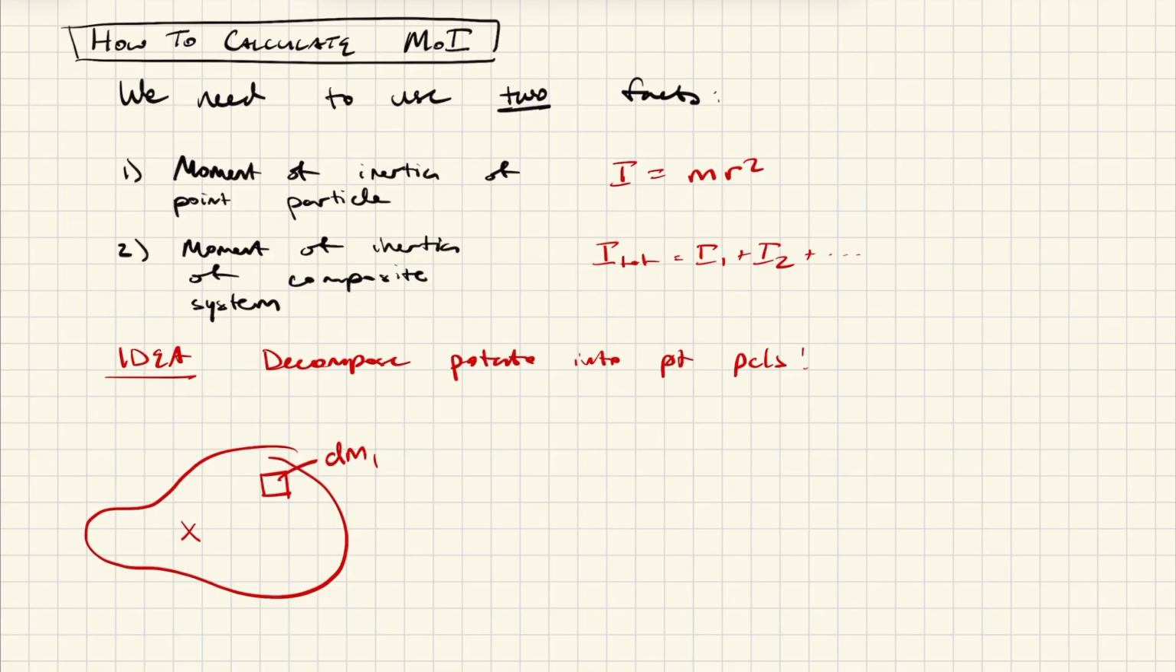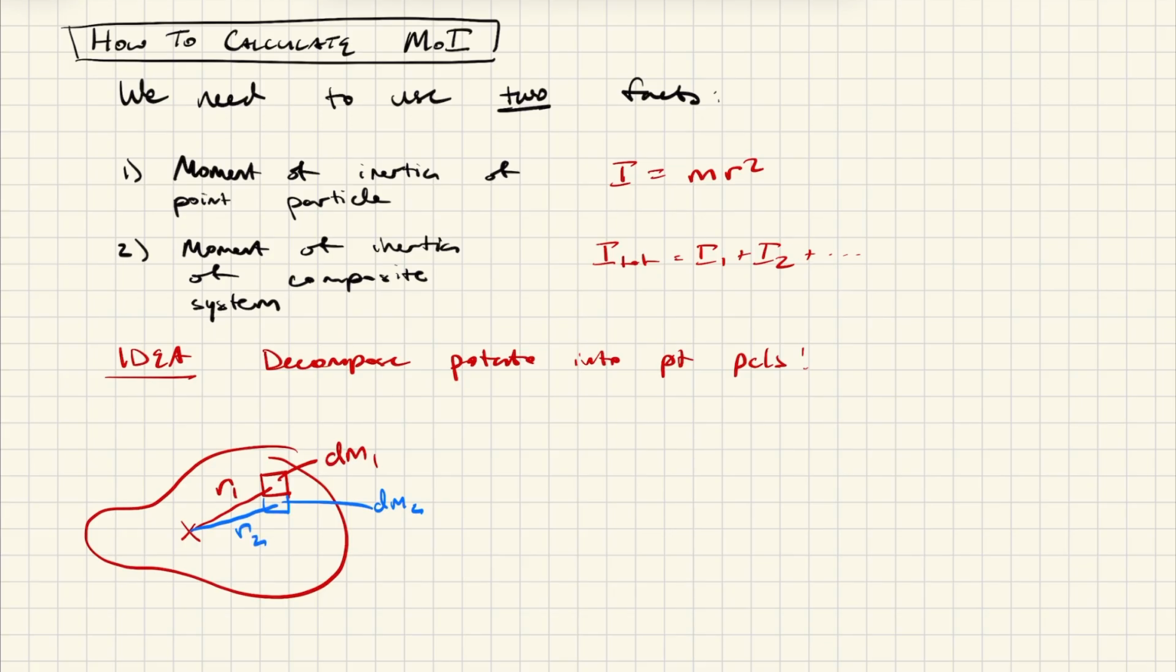And so this little patch has a specific distance, r1, away from the pivot point. Then what we can do is consider the next patch over, okay? We'll call this dm2. And this dm2 has a different distance away from the pivot point. This is now r2.